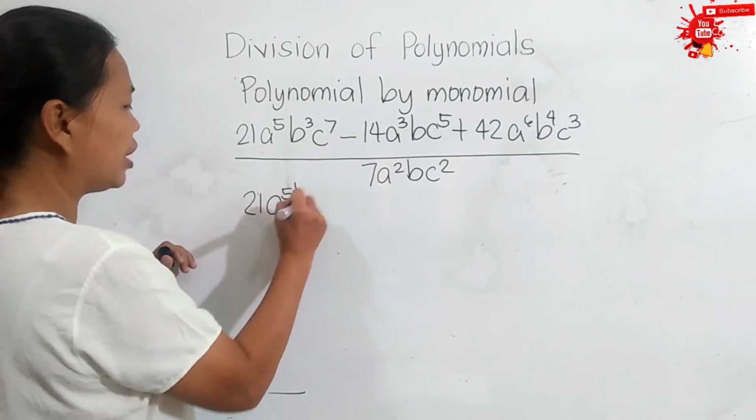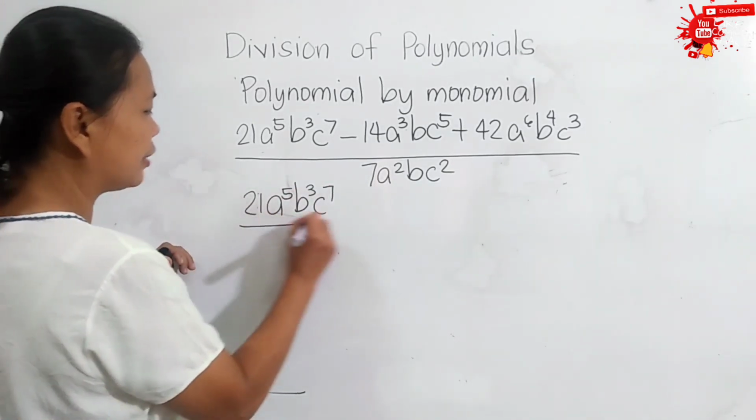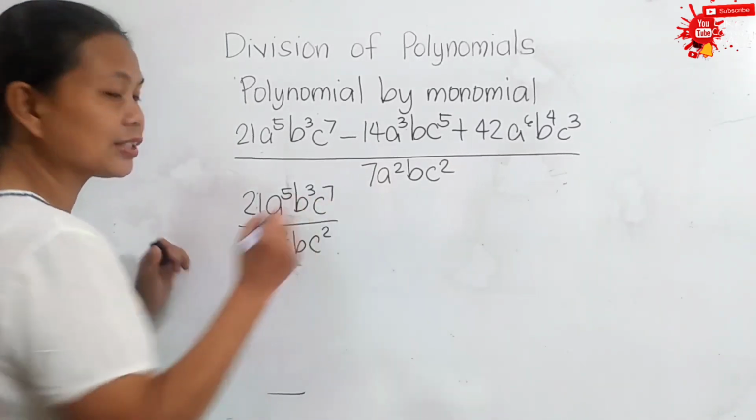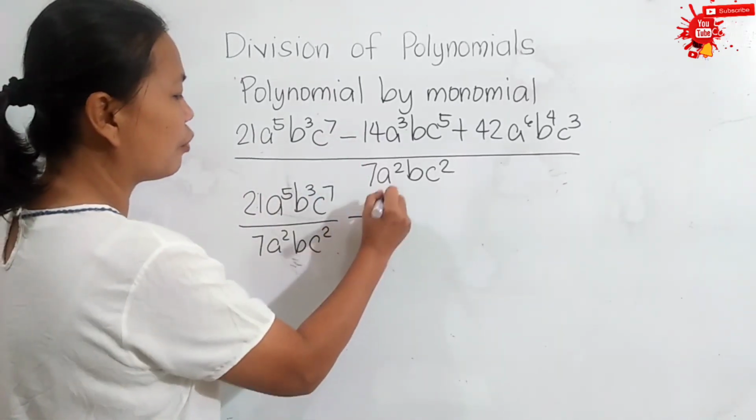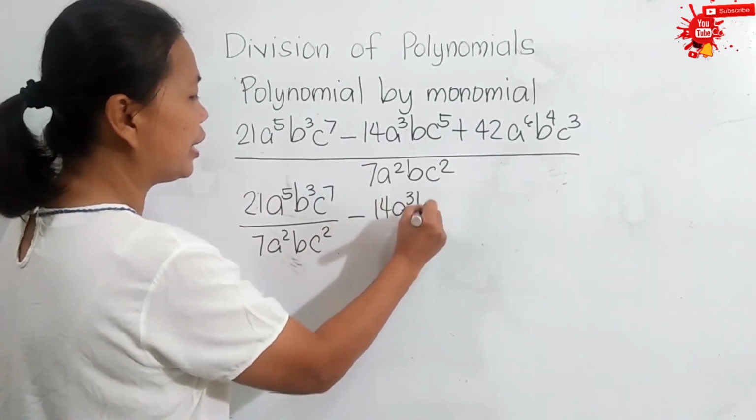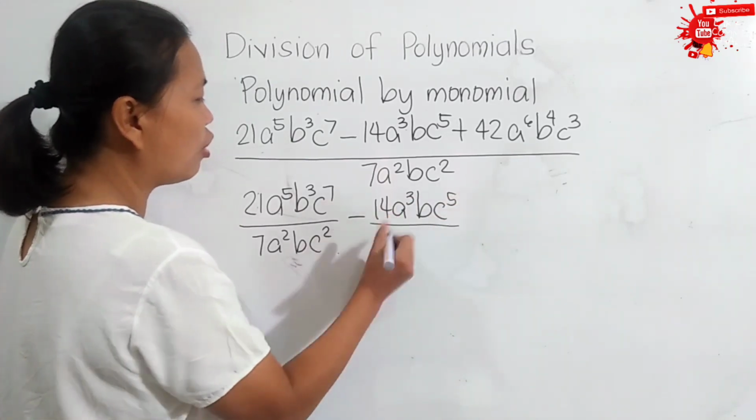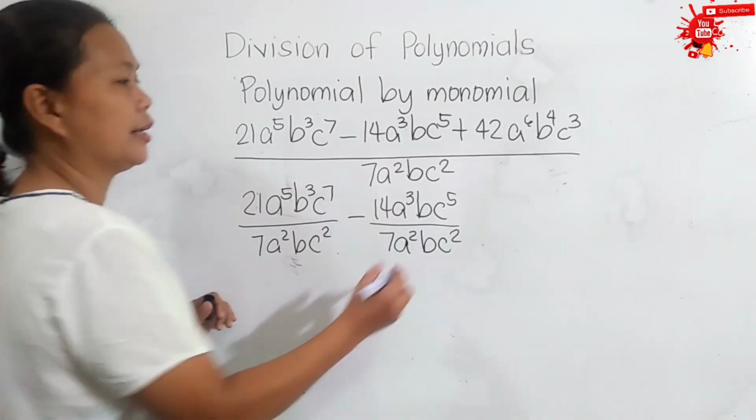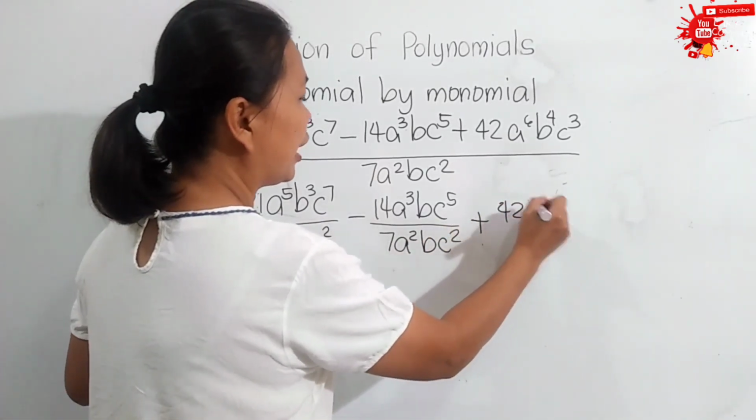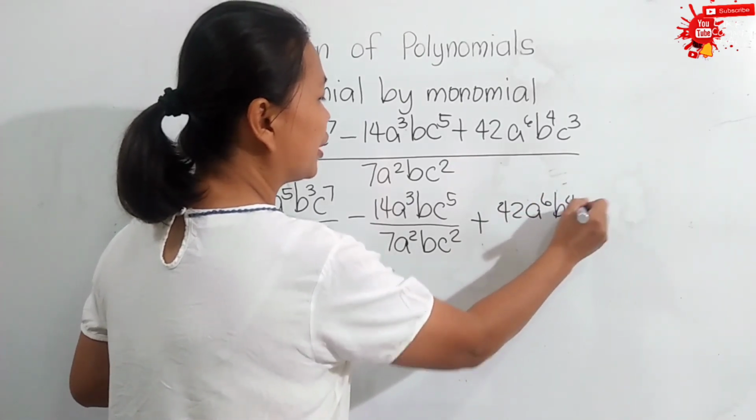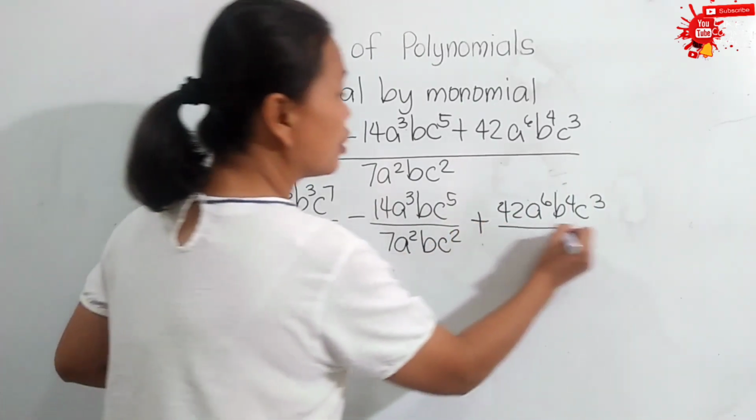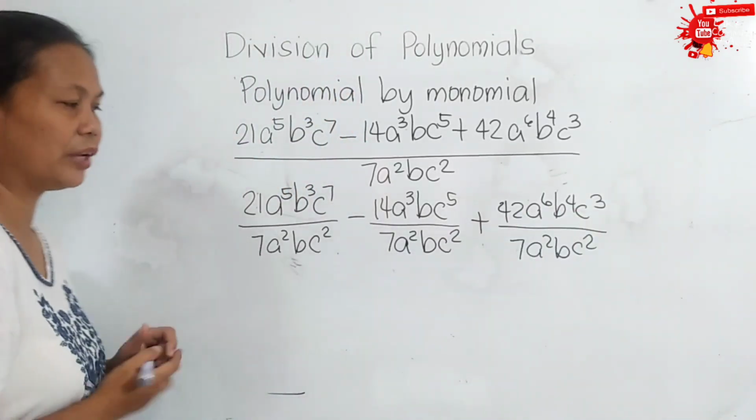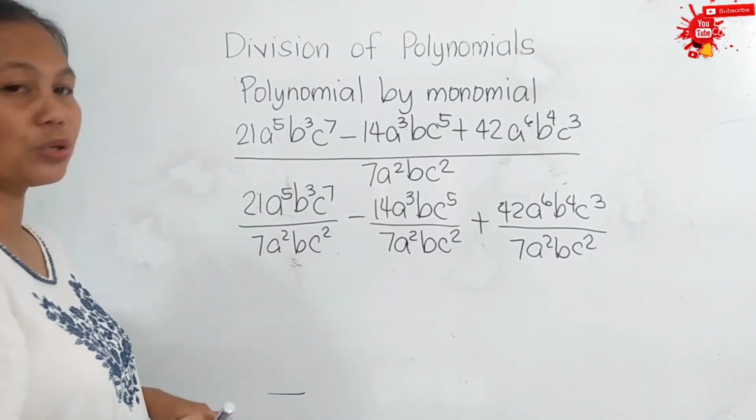21a raised to 5 b cubed c raised to 7 over 7a squared b c squared. Then we have negative 14a cubed b c raised to 5 over 7a squared b c squared. Then positive 42a raised to 6 b to the 4th c cubed over 7a squared b c squared. Okay, then let us simplify this using the quotient law.